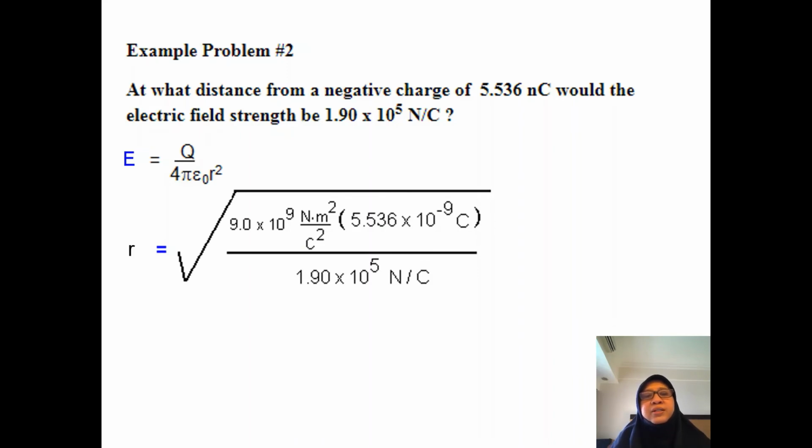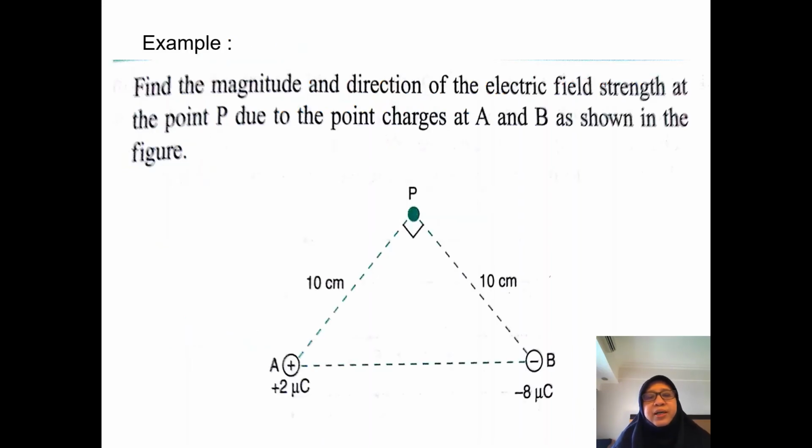Okay, the distance, we want R, right? So just cross multiply, substitute the electric field strength. So you get R is 1.6194 times 10 to the power of negative 2 meter. The question asks for R, right? So you just rearrange the equation to get R. Okay, very simple. Now if it involves two charges, how do we find the electric field?